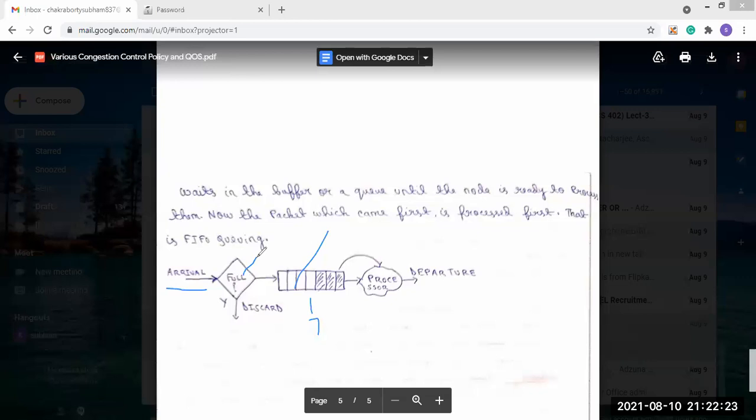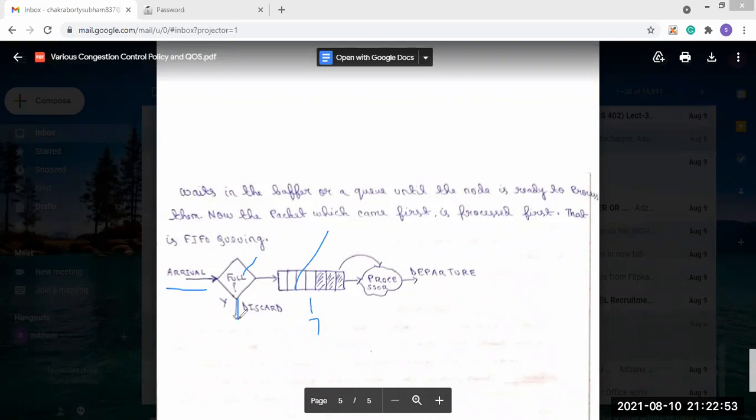If it is full, then we directly discard the packet. For example, if the 8th packet comes, it cannot be stored in the queue because the queue's capacity is 7. So the packet will be discarded.